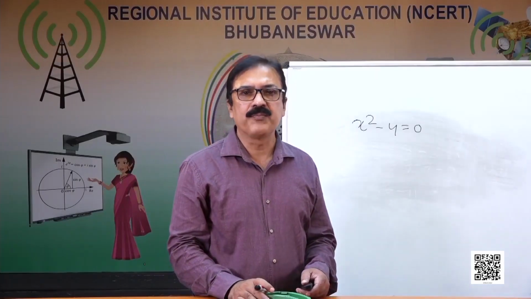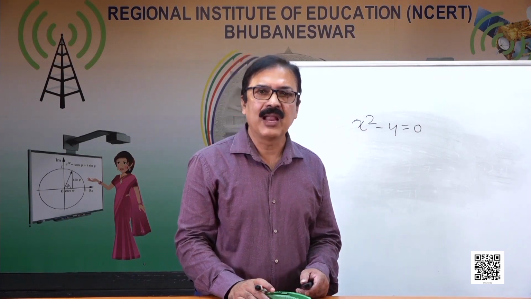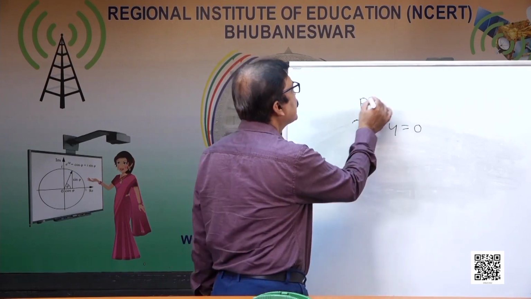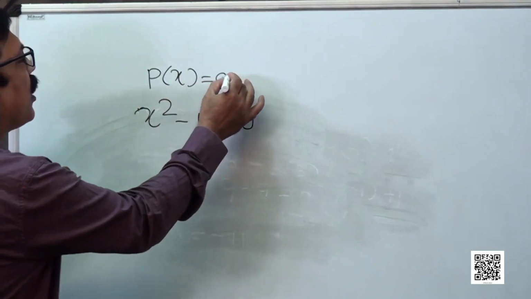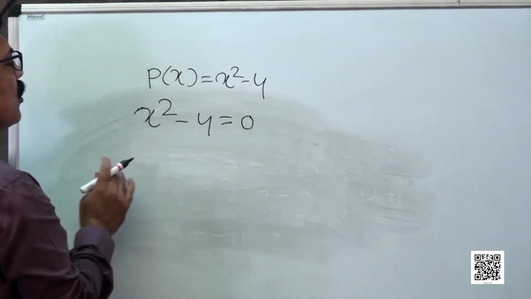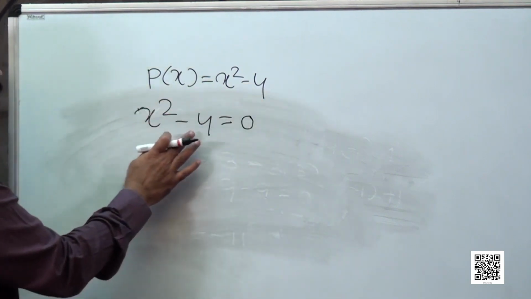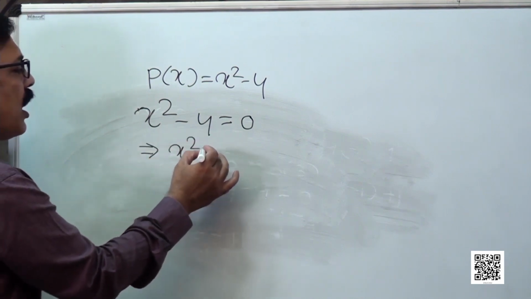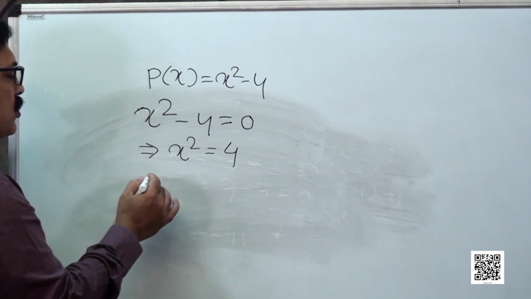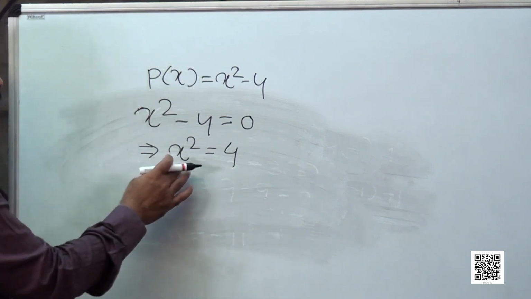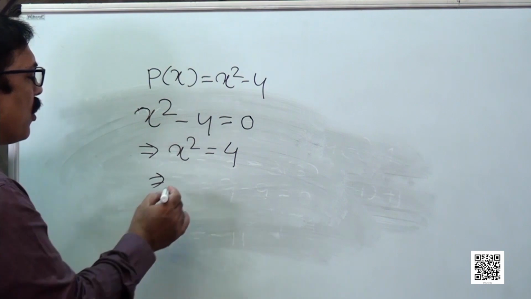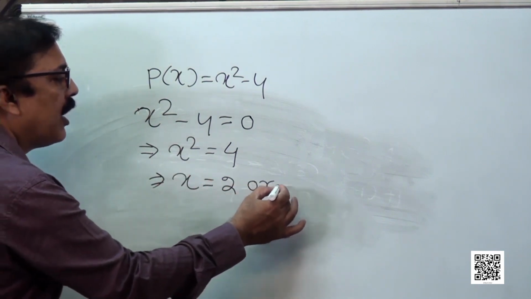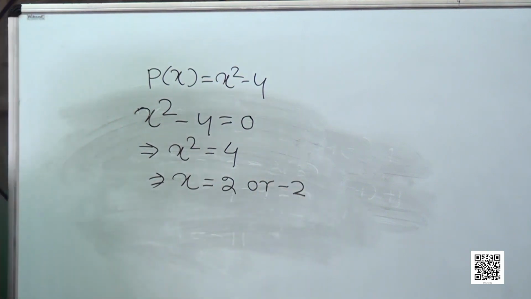If we solve the equation px equal to 0, then we can get the 0 of the polynomial. Here the px is x square minus 4. So let px equal to 0 or x square minus 4 equal to 0. This gives x square is equal to 4. So for which values of x, its square is 4. This shows x is 2 or x is minus 2.